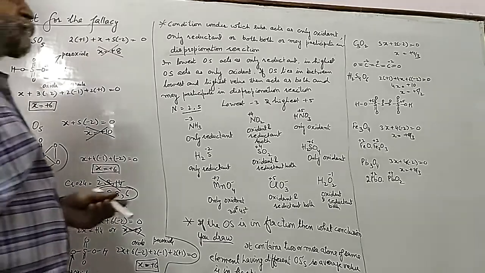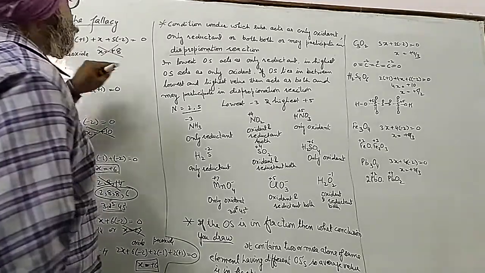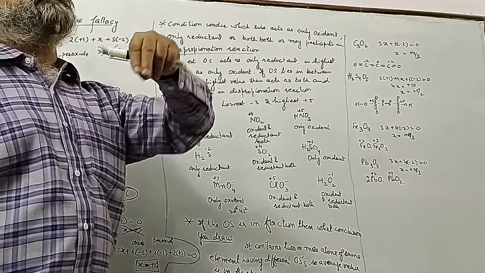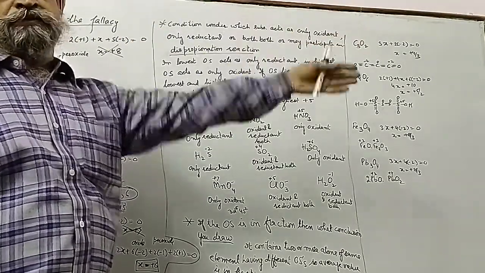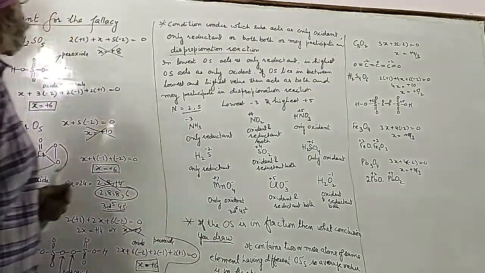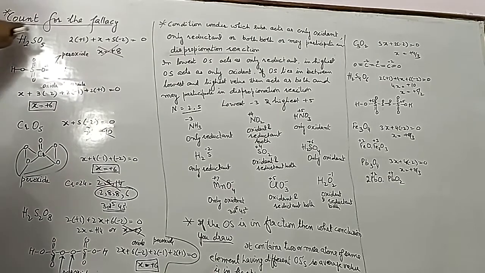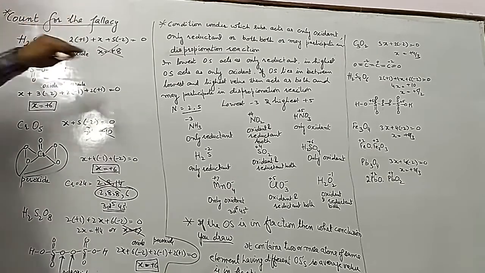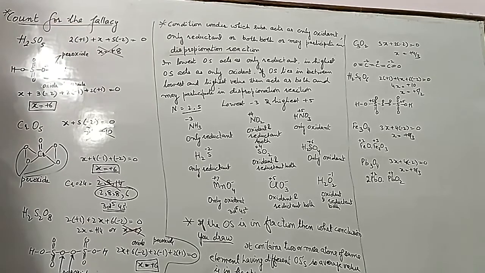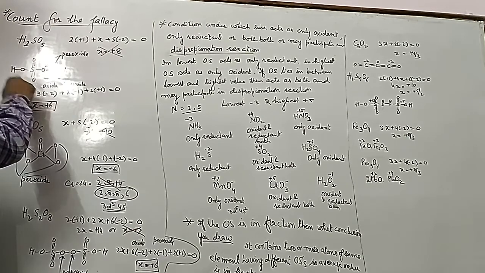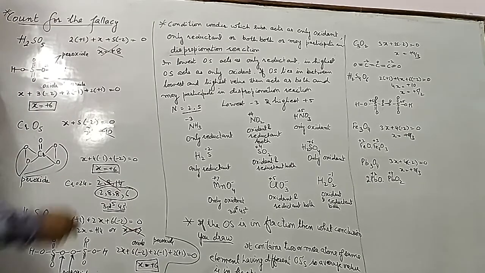This is not possible because the configuration of sulfur is 2, 8, 6. So the minimum oxidation state is minus 2 and the highest is plus 6. You cannot remove more than 6 electrons. So I have to account for the fallacy, the mistake I have committed in finding the oxidation state. In that case, we have to see the structure, the formula.